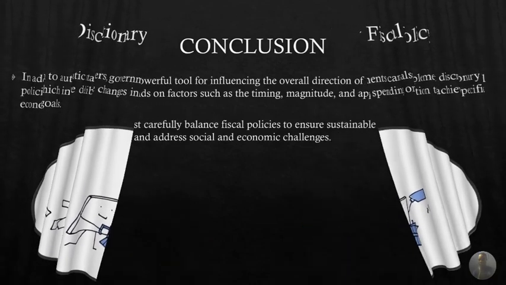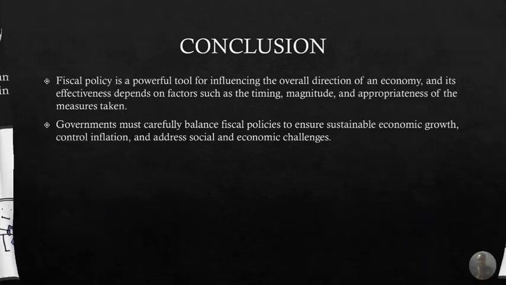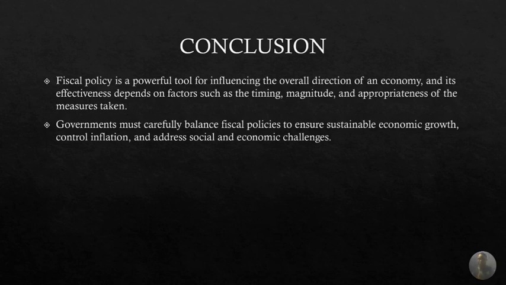Then, in our conclusion, you should understand that fiscal policy is a powerful tool for influencing the overall direction of an economy because it's controlled by the government. You should always know that. And it is effective depending on factors such as the timing, the magnitude, and the appropriateness of the measures taken, because that's very crucial. Are they in line with the current economic activity or the macroeconomic objectives that we are setting out to achieve?